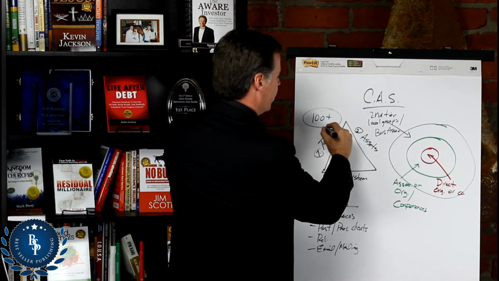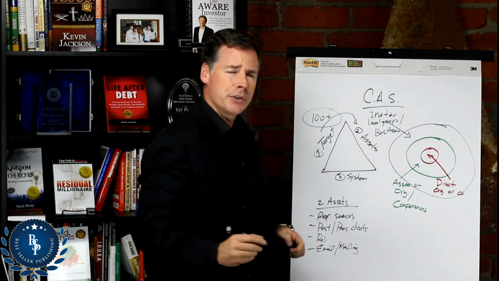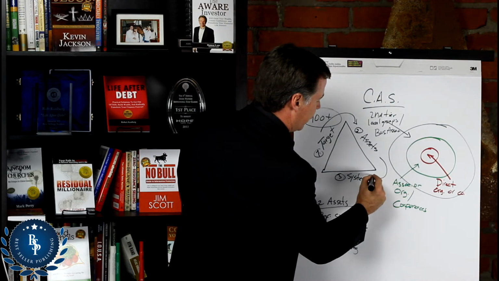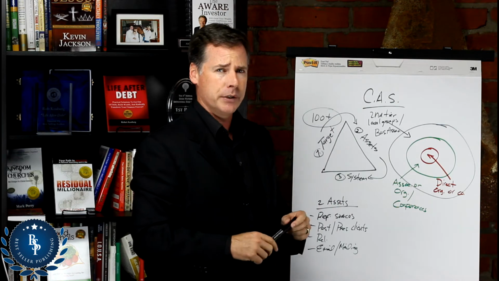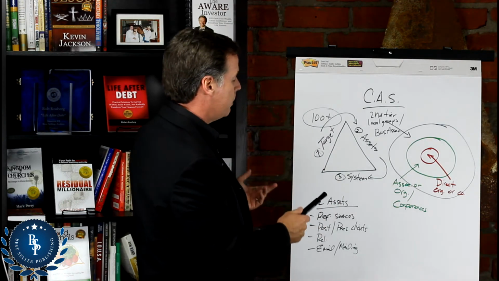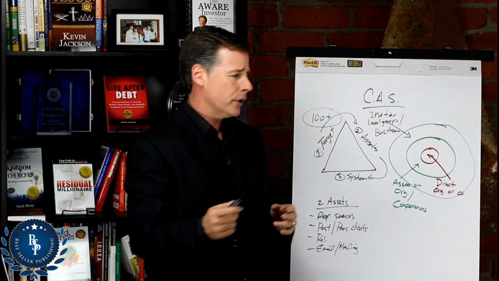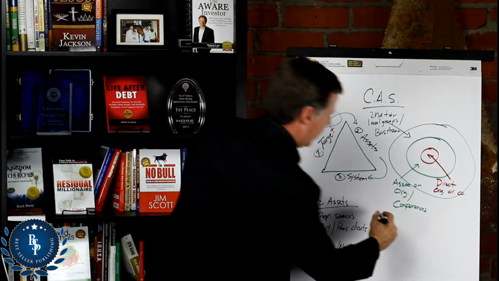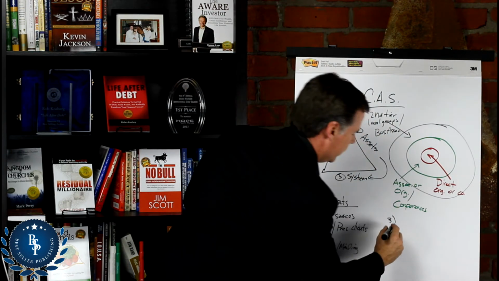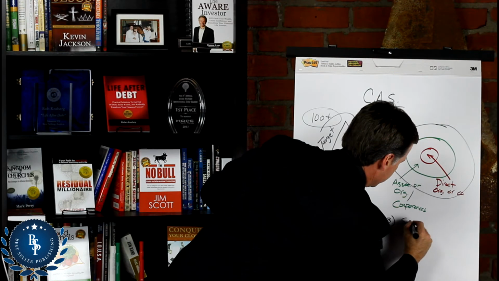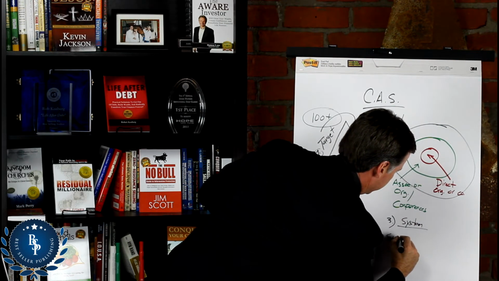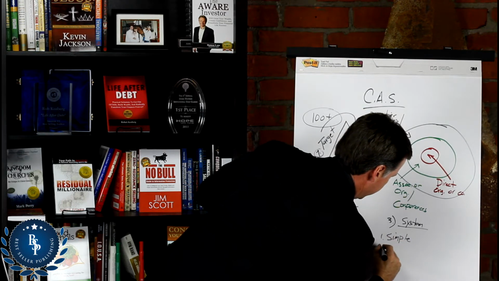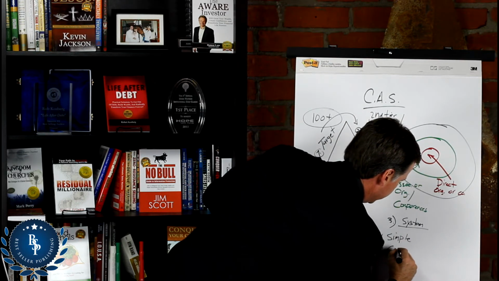So we start with the target. Then we consider what the assets are, and then third and finally, we want to set up a very simple and yet elegant system. So here's the very simple system that we suggest. There are a couple of things about a system that are important. Number one, a system should be very simple, and it also should be very consistent.